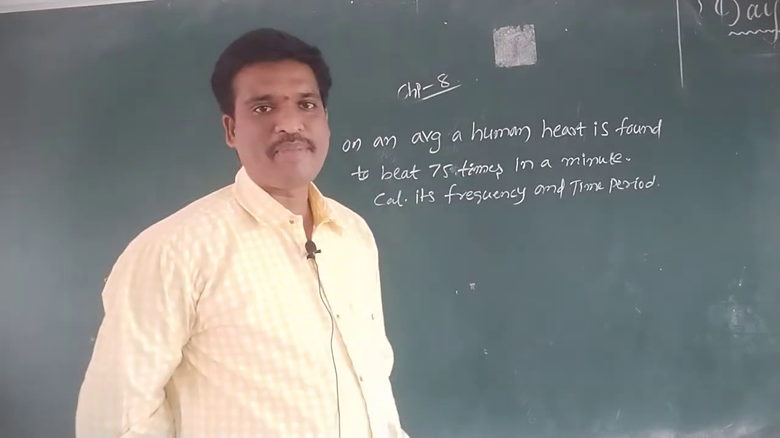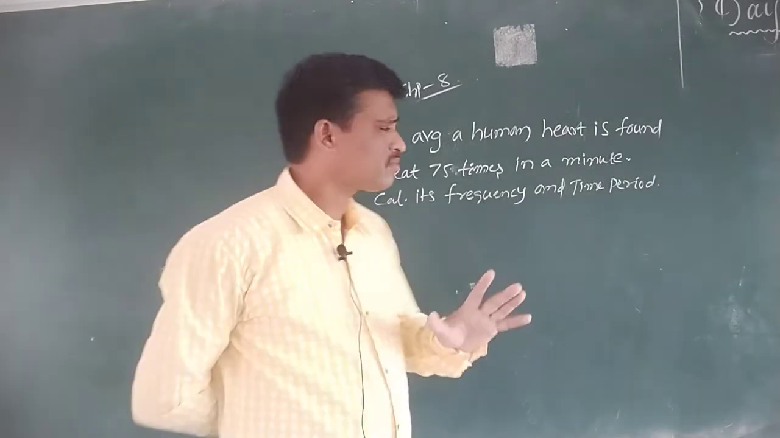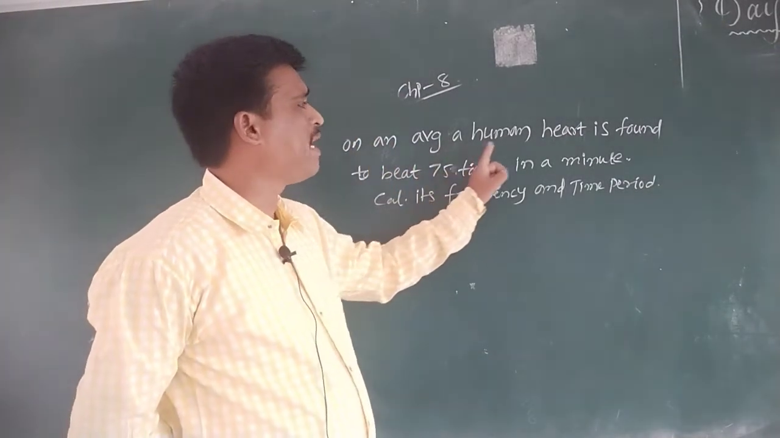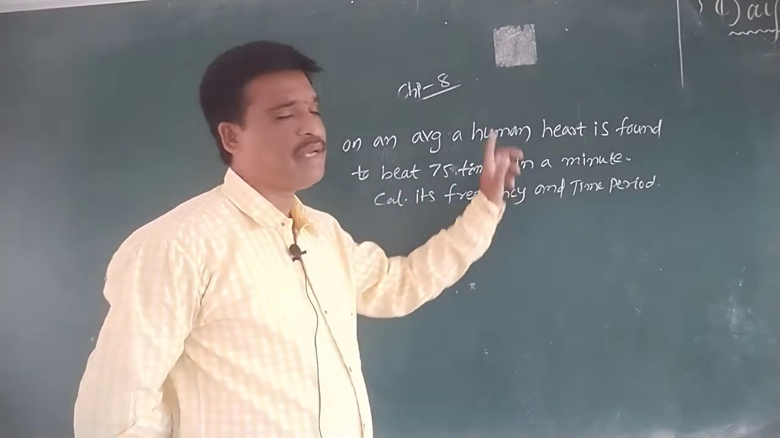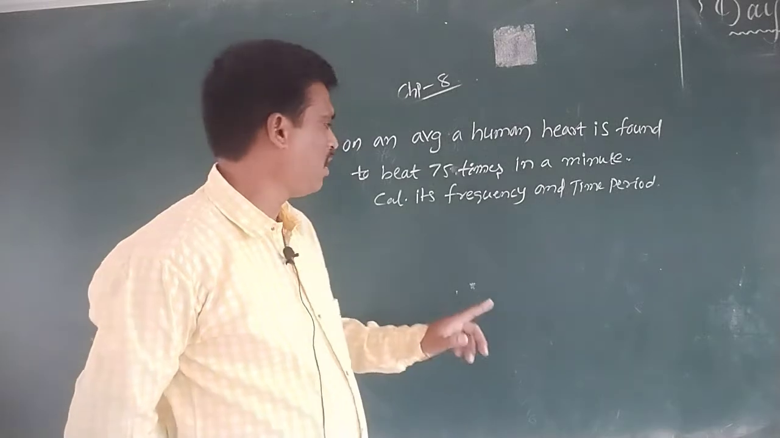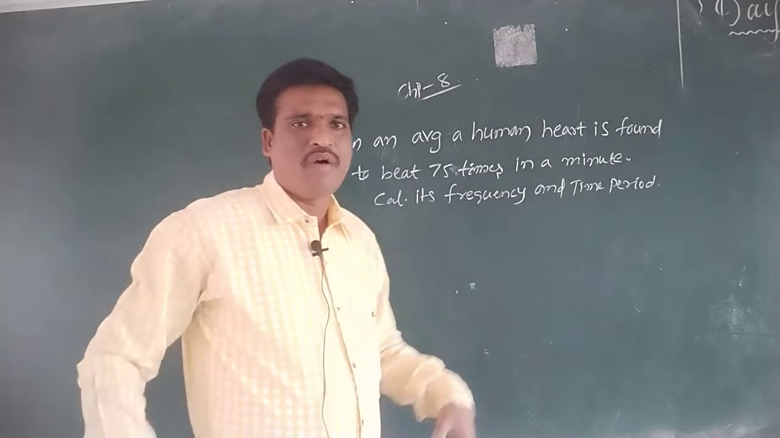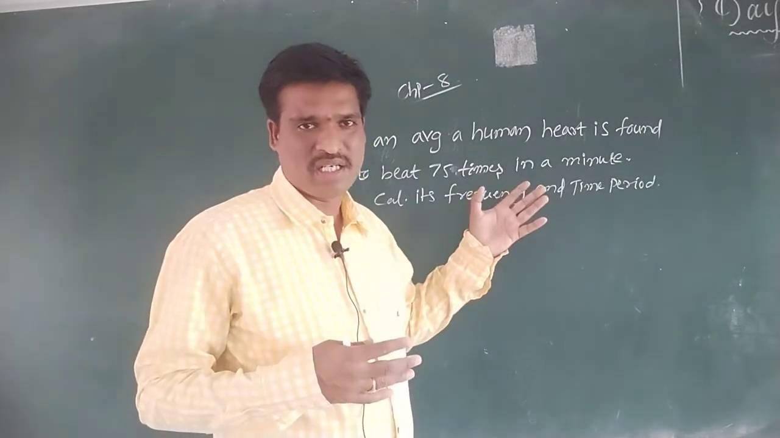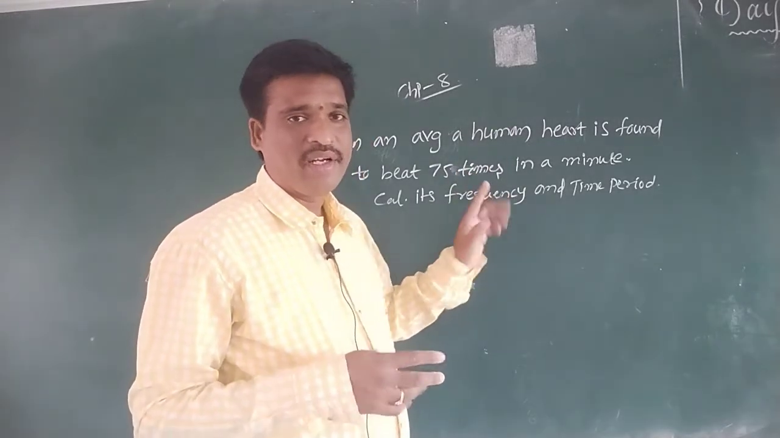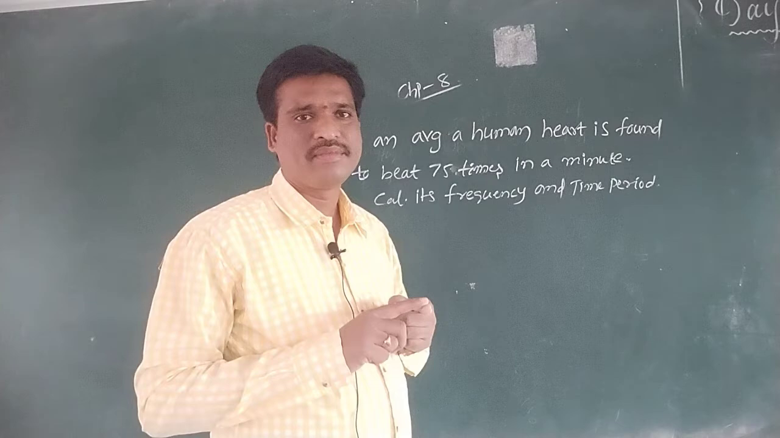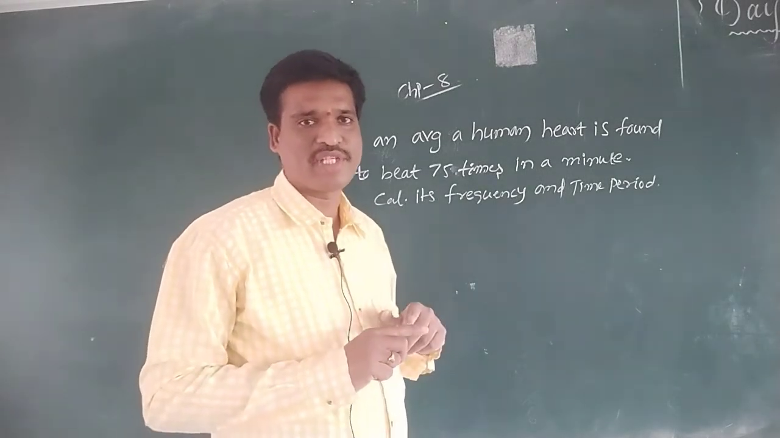Our next problem is chapter number 8, oscillations chapter. An average human heart is found to beat 75 times in a minute. Calculate its frequency and time period. What is the heartbeat of the human body per minute? 75 is given. We have to find the frequency as well as the time period.